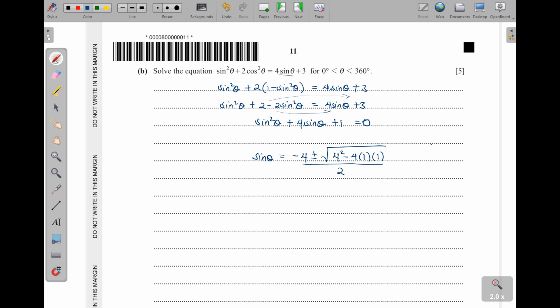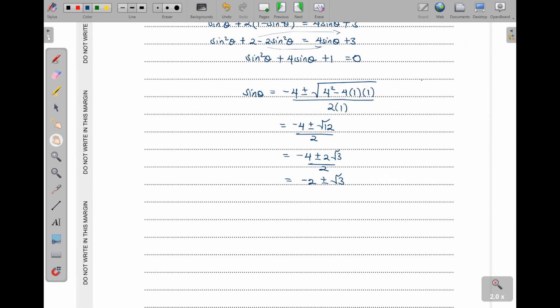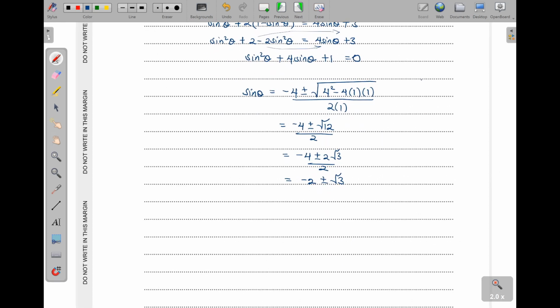out of 2a. Now, this is negative 4 plus or minus 16 minus 4, that is 12. So we have root of 12. And root of 12 is the same as 2 root 3. So I can write 4 plus or minus 2 root 3. Then simplified, negative 4 divided by 2, you get negative 2. And then 2 divided by 2, you get 1. So we have that. Then I can draw my circle again here.